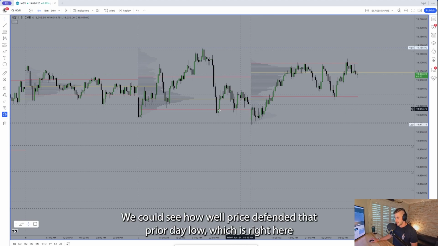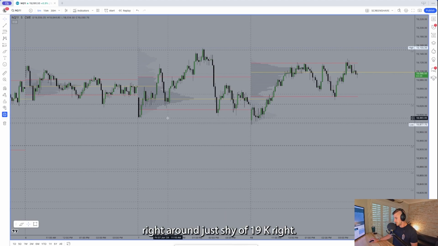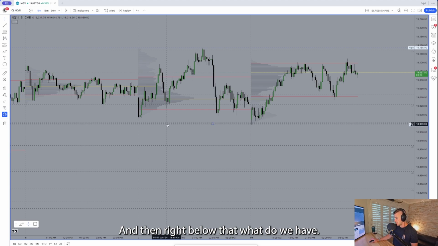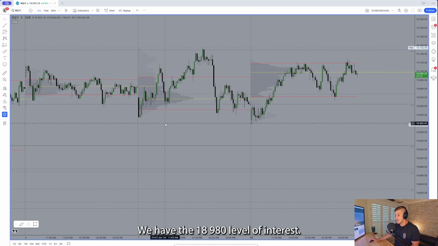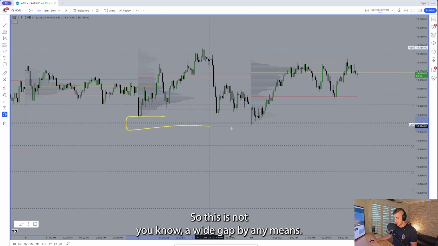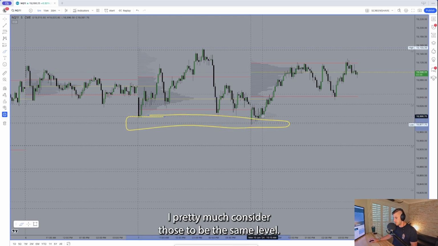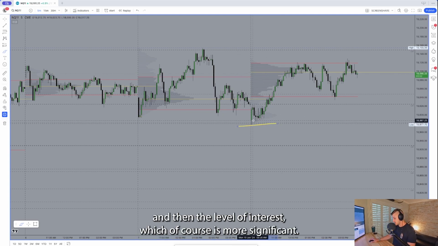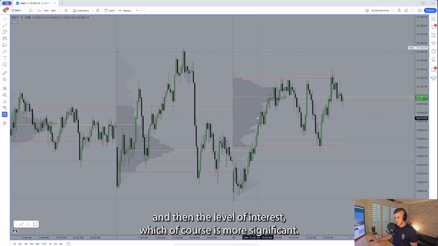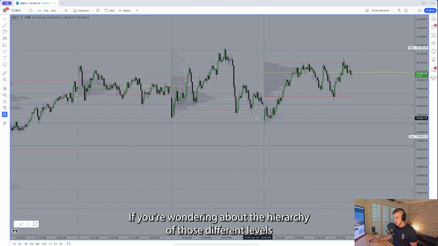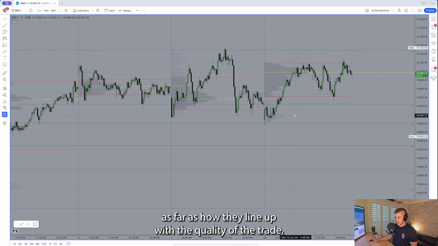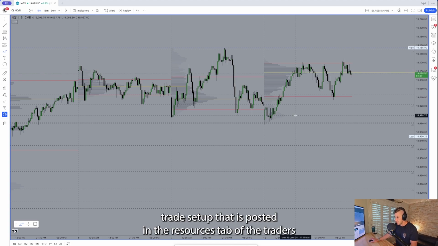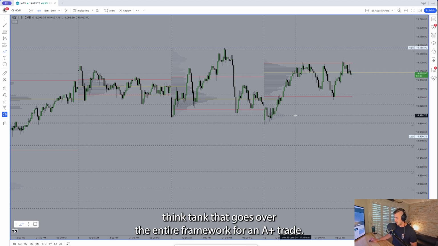We can see how well price defended that prior day low, which is right here, right around just shy of 19K. Right here at 18,993. And then right below that, what do we have? We have the 18,980 level of interest. So this is not a wide gap by any means. I pretty much consider those to be the same level. You have the reference point there being the prior day low, and then the level of interest, which of course is more significant. If you're wondering about the hierarchy of those different levels, as far as how they line up with the quality of the trade, take a look at the criteria of an A-plus trade setup that is posted in the resources tab of the Traders Think Tank that goes over the entire framework for an A-plus trade.